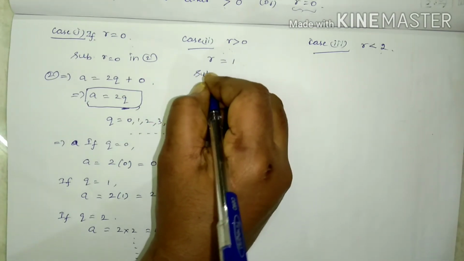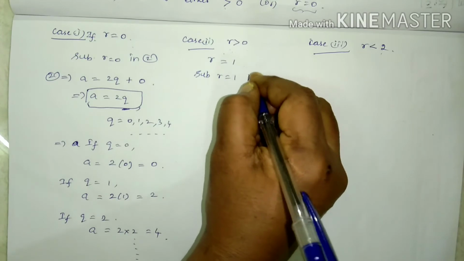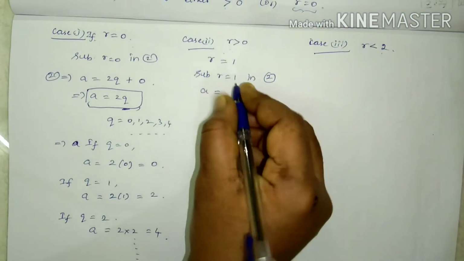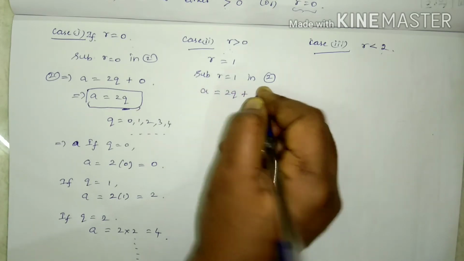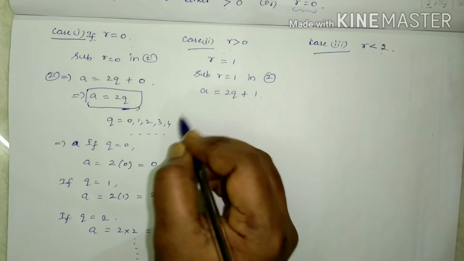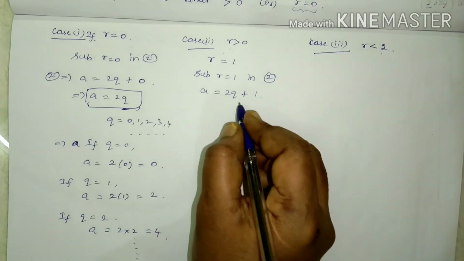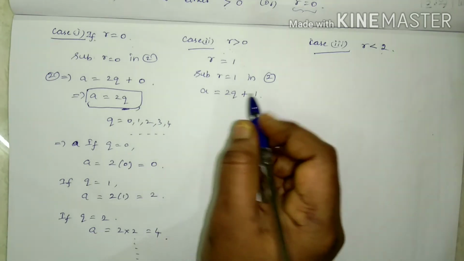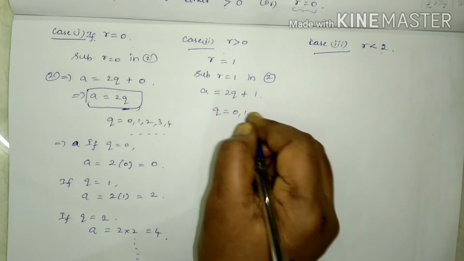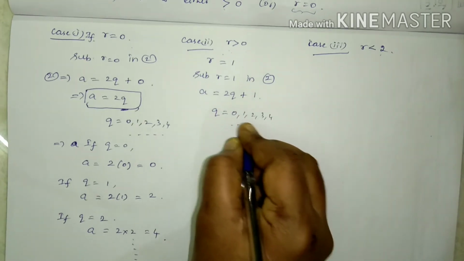So we are going to substitute this r equal to 1 in our equation number 2, which implies a equal to 2q plus r, where the value of r is 1. Now the same way like case 1, we are going to substitute the values for q in this equation. We know q values can be 0, 1, 2, 3, 4 and so on.